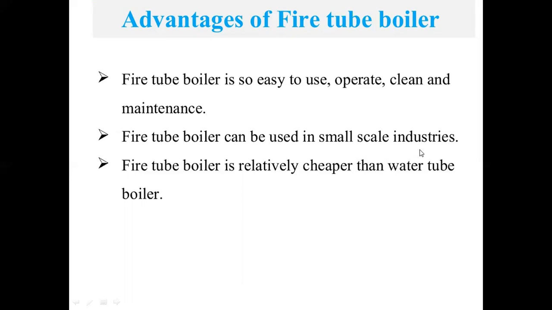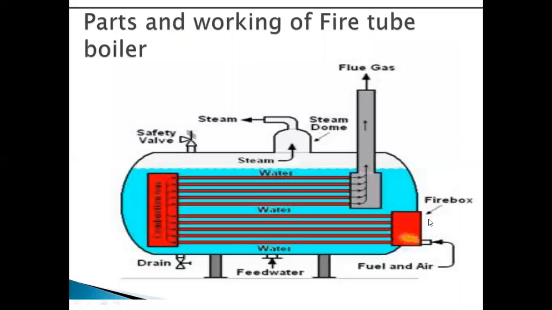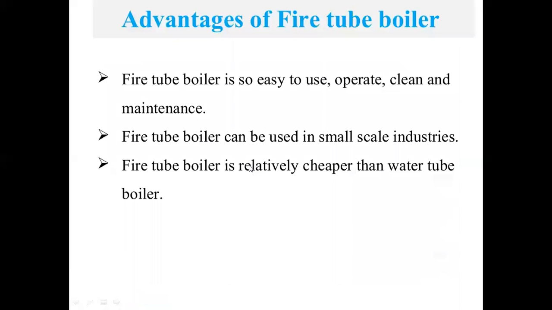Here the operating pressure is only about 18 kg per centimeter square, that is, the maximum is only about 25 bar. That means it is used for small scale industries. The 5-tube boiler is relatively cheaper than the water tube boiler. It is used for small capacity, so its cost is less and capacity is less, making it cheaper compared to the water tube boiler.